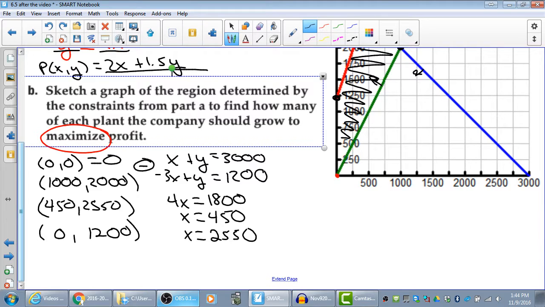2 times 1,000 plus 1.5 times 2,000 is 5,000. So we get 5,000. Next, 2 times 450 plus 2,550 times 1.5 is 4,725. So we're just short, right? So far 1,000, 2,000 makes it. And now I just need 1.5 times 1,200. I think that's 1,800. Yep, 1,800.